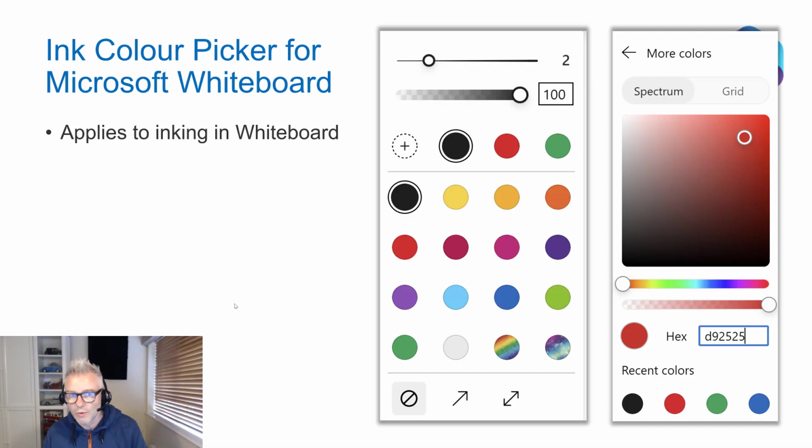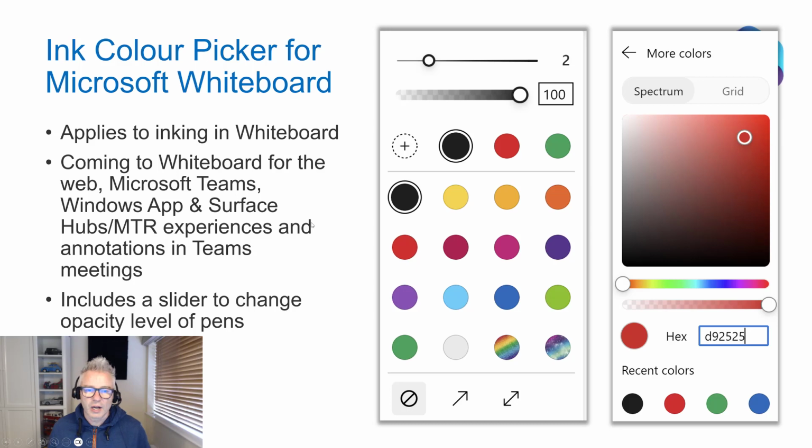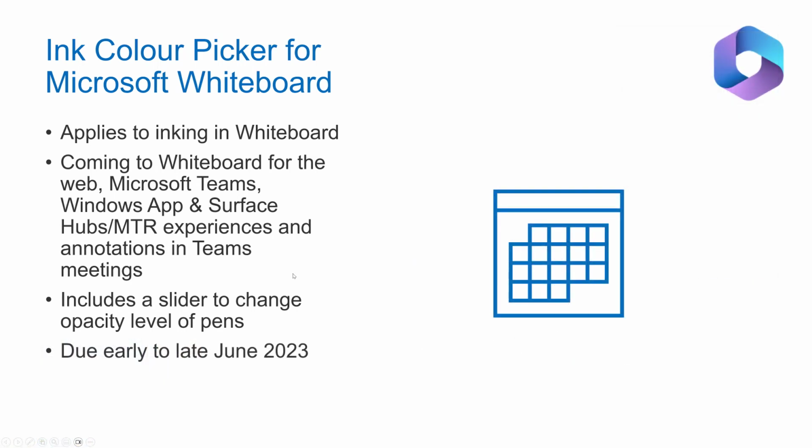Okay, just a couple more. Okay, ink color picker for Microsoft Whiteboard. Okay, so applies to inking in Whiteboard. So maybe using your pen, you can select your colors, your opacity. It's quite nice that it doesn't have to be solid. Comes with all these versions of whiteboards, including Teams meetings, which is probably the most likely place I'm going to see it. Due early to late June.